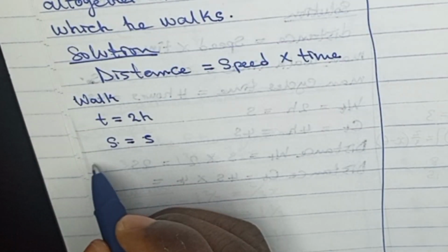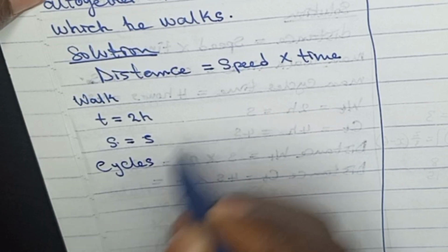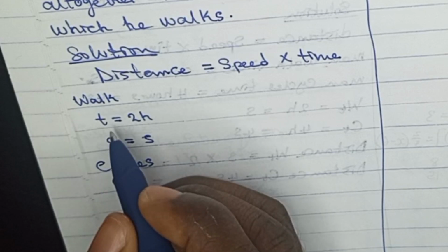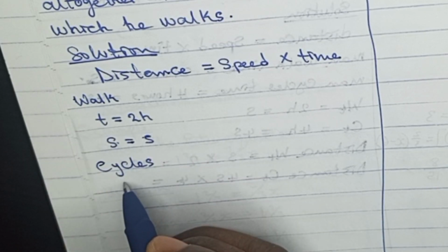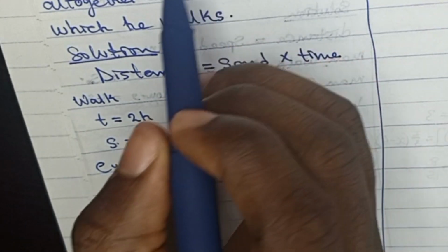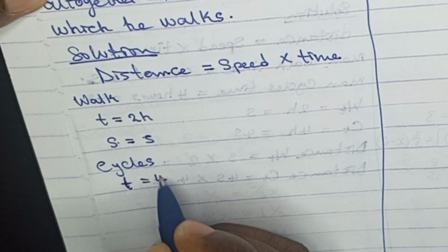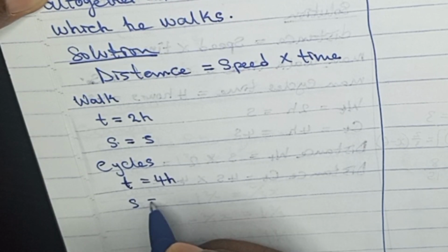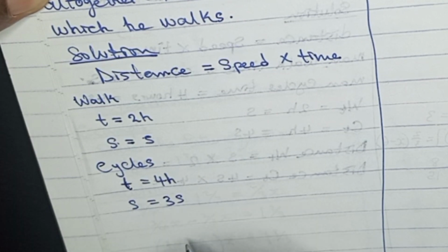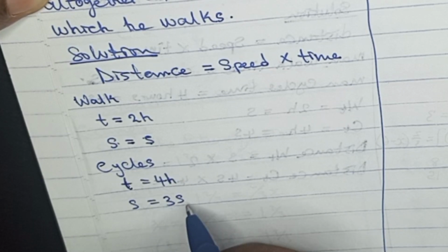He then cycled. So let's go for cycle now. So at 3 times that speed, for 4 hours. So the time for cycling is equal to 4 hours. But the speed is what? 3 times the speed of the walk. So we're going to write 3s for this. So this is the speed for walk, s. So for the cycling, 3 times the speed.